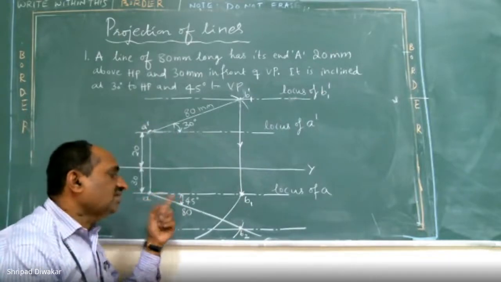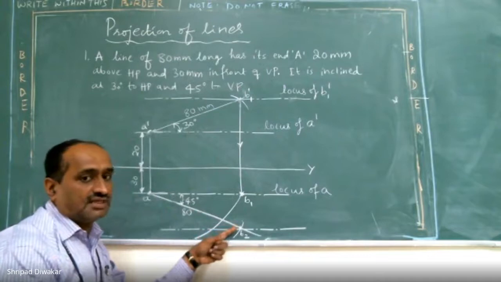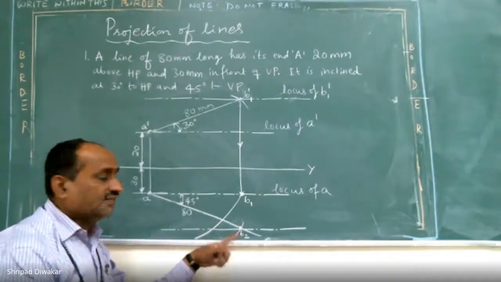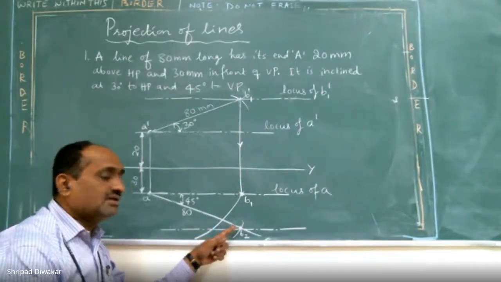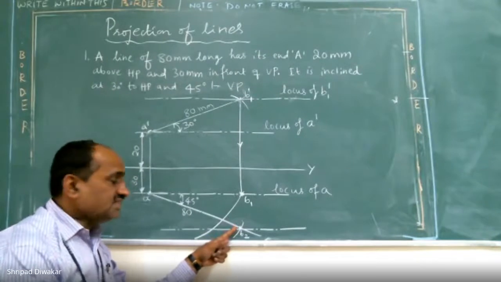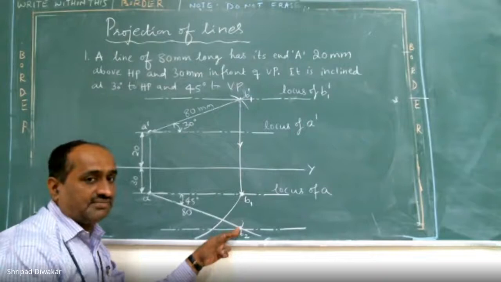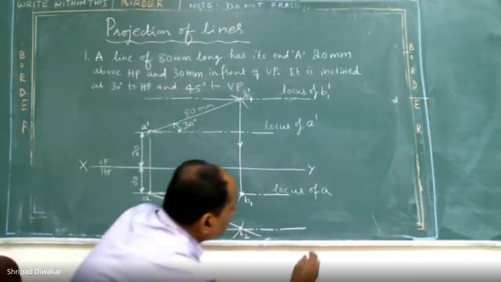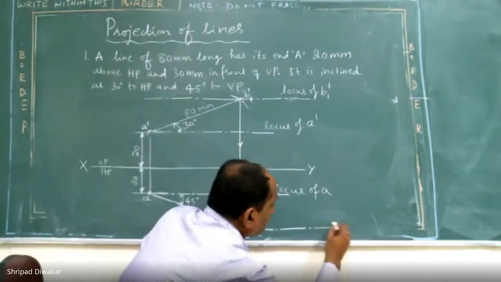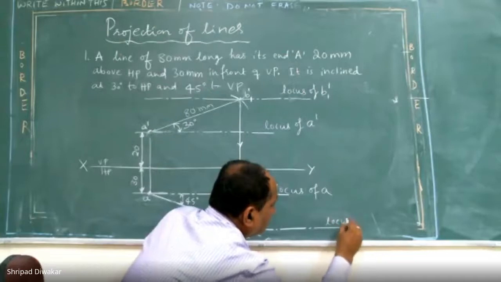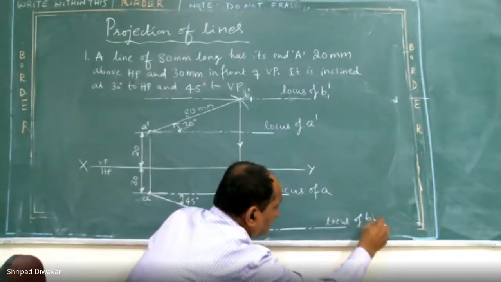In the same way, already we have the 45 degree line in the top view. Take 80 mm radius, cut the arc on the 45 degree line and mark that point as B2. Next step is to draw one horizontal locus line passing through B2. This is the locus of B2.